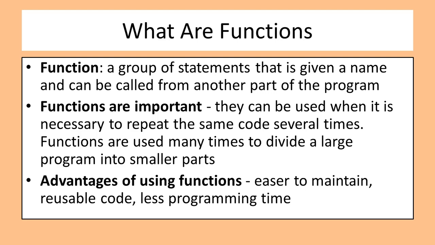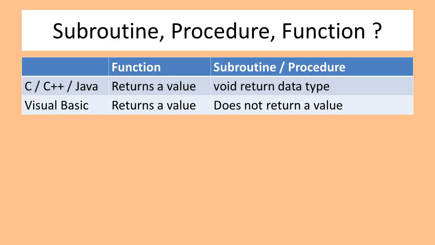Advantages of functions: easier to code, easier to modify, easier to maintain, reusability, less programming time, easier to understand. Some programming languages make a distinction between the terms subroutine, procedure, and function. Depending on the language, a subroutine or procedure is a block of code that performs a specific function but does not return a value. A function is like a subroutine, but it returns a value that can be stored in a variable or be used as part of an arithmetic or string function.